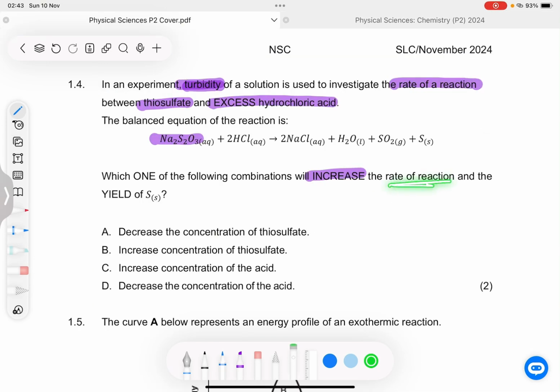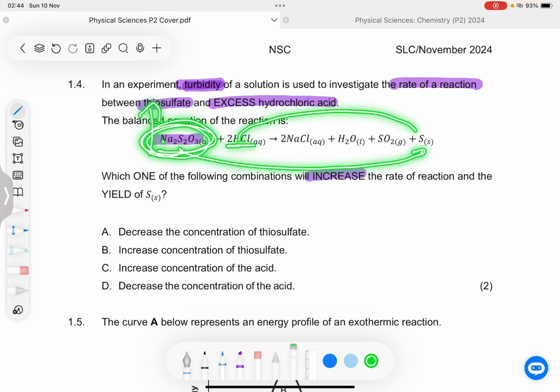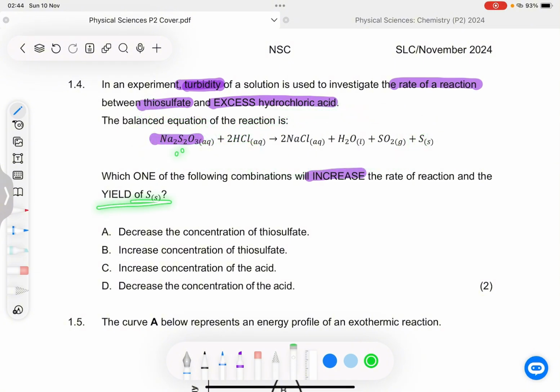But not only that, the rate of reaction will be increased. And the fact that we have a lot of thiosulfate now means that when it decomposes, it will form more sulfur. Remember that the hydrochloric acid doesn't form sulfur. It doesn't break into sulfur because there's no sulfur in it. So that's when we'll have a lot of yield when this increases.